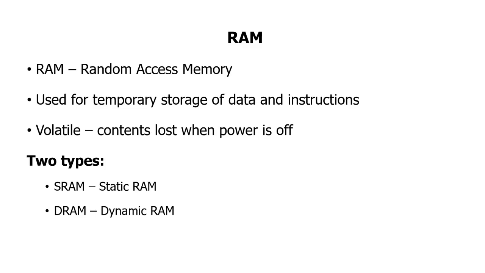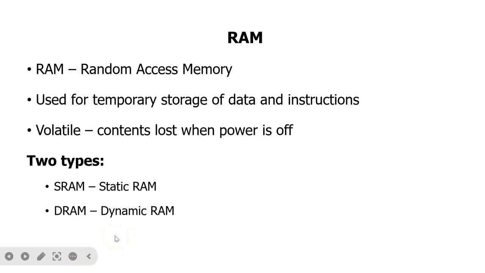RAM stands for Random Access Memory, which is used for temporarily storing data and instructions while the CPU is executing programs. It is called random access because any memory location can be accessed quickly and directly. RAM is said to be volatile memory, meaning that all the data is lost when the power is turned off. There are two types of RAM.